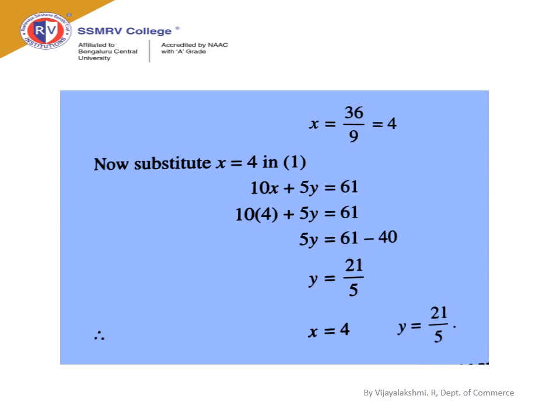And in the position of x, I am going to take the 4. 10 into 4 plus 5y is equal to 61. 5y is equal to 61 minus 40. y is equal to 21 by 5. Here x is 4 and y is equal to 21 by 5.